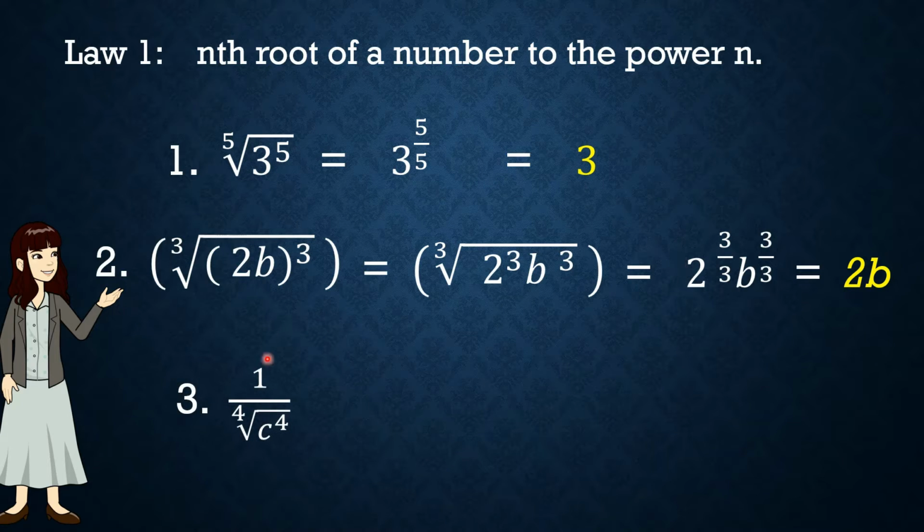Number 3, 1 over the fourth root of c raised to 4. If we write this, we have 1 over c raised to 4 over 4, and 4 over 4 is 1. So our answer is only 1 over c.